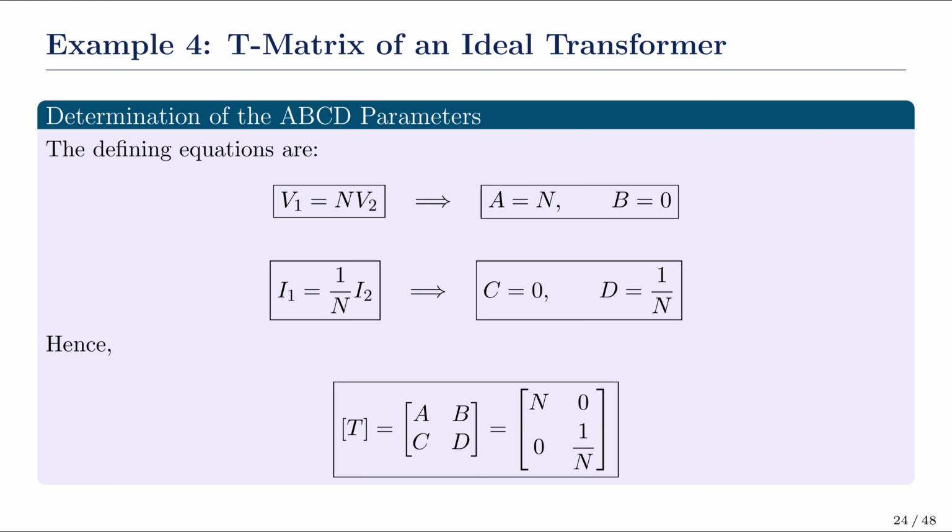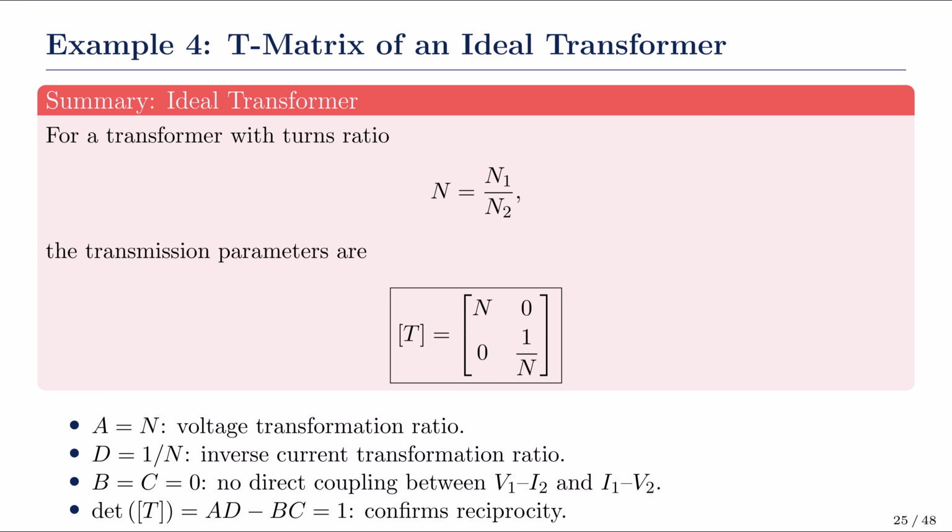Therefore, the transmission matrix of the ideal transformer is diagonal. Its diagonal elements are N and 1 over N, while both off-diagonal elements vanish. Let's summarize the result. For an ideal transformer with turns ratio N equal to N1 divided by N2, the transmission matrix is a diagonal matrix with elements N and 1 over N.